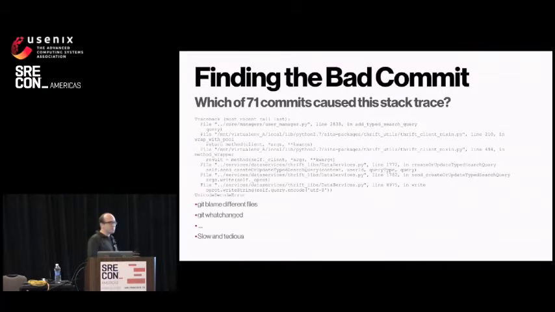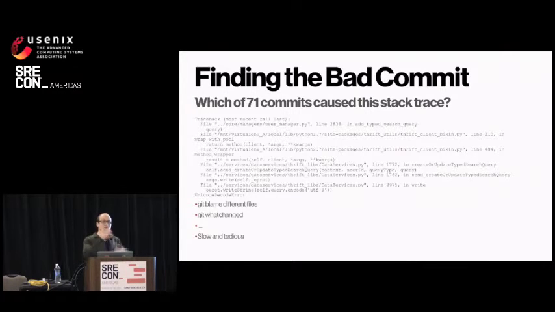I don't know about you, but a lot of people do this by hand right now, and we've done it by hand for a long time. You could use git blame, look at different files in the stack trace, maybe user manager in this case, or data services. Maybe look at all the files changed by the range of commits, scrolling through 71 commits on your screen, or doing some grep. These are all great ways to do it, but the problem is it's slow and tedious.